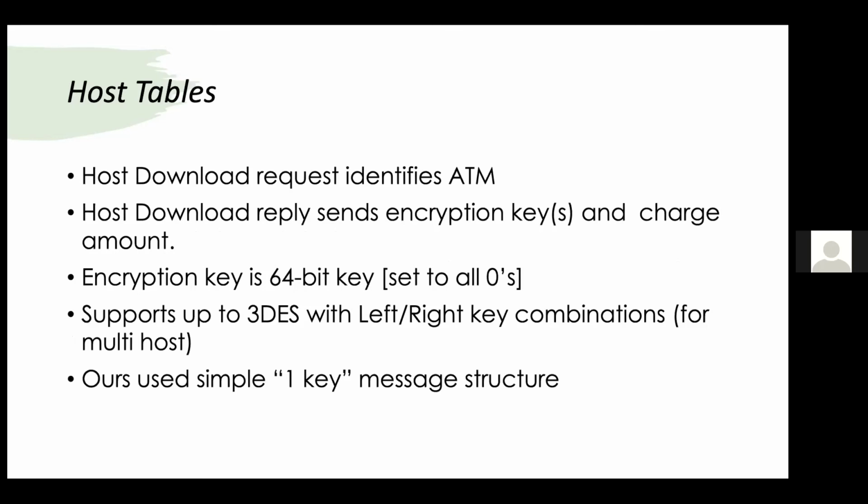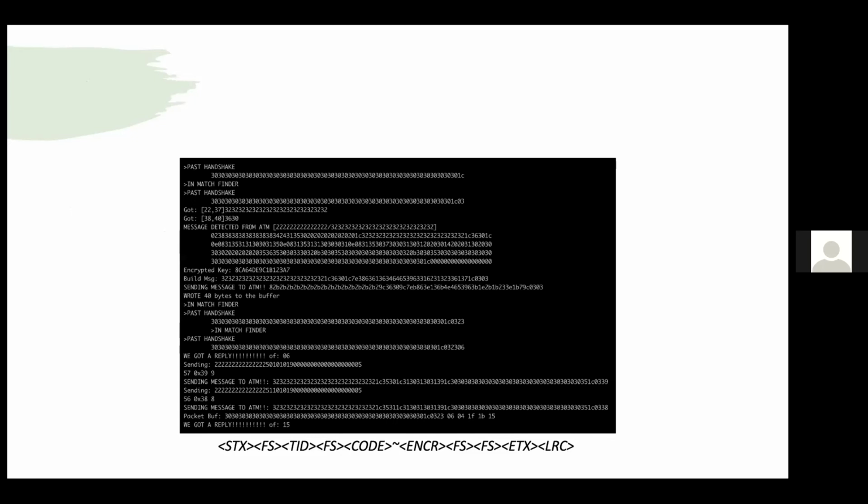And then the ATM was like, hey, I need a message. So it turns out that when it first connects, it needs a host tables download, which gives the ATM a whole bunch of information, including the encryption key and a bunch of other information that it needs to be able to activate. So here's a picture from our code.